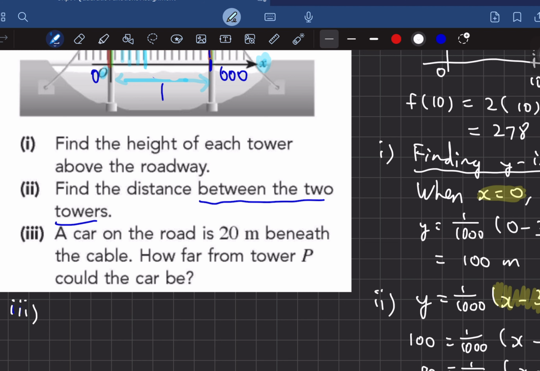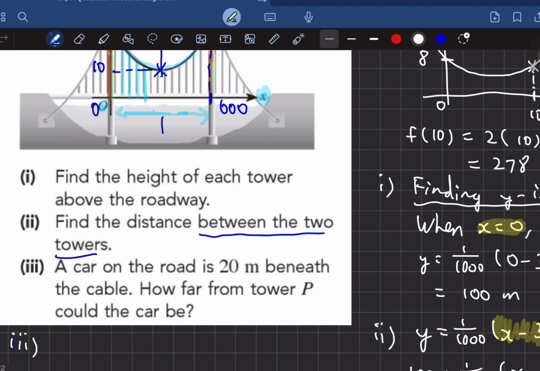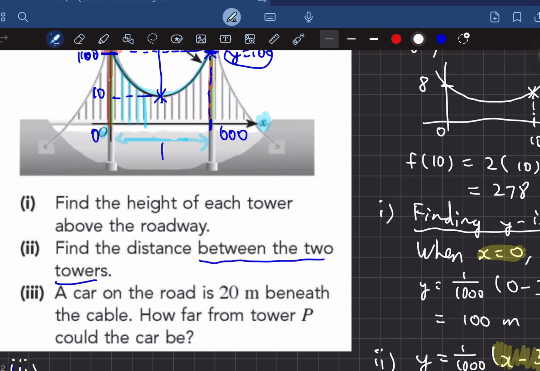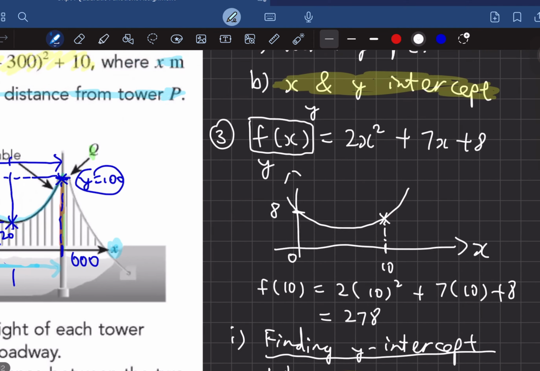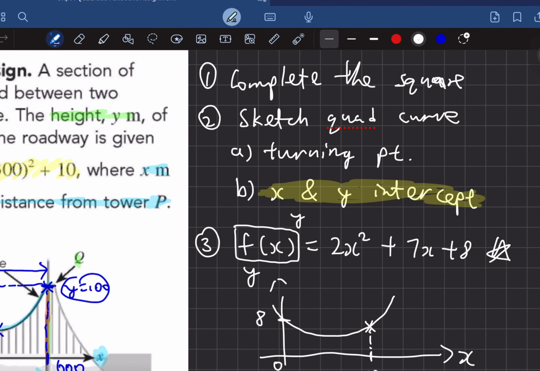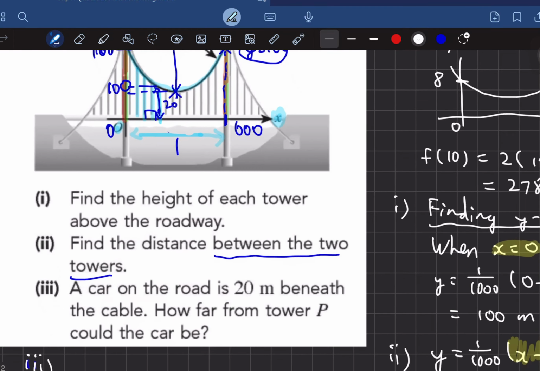You can see here is 20 meters underneath the cable. So maybe the car is here. Let me join the car. It is 20 meters. I've mentioned to you in class, assuming that the car has negligible height. So here is 20 meters, which means this value is 20. So our y value is 20. That's how we link back to our concept of the function part. So we must always link back. If you don't link back, we won't know how to start.